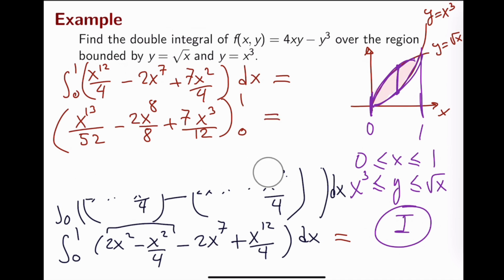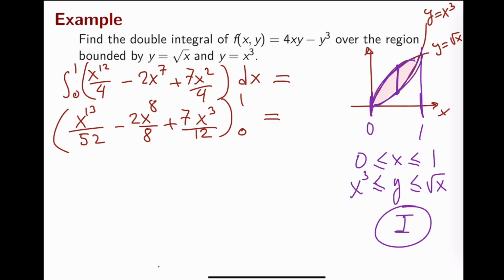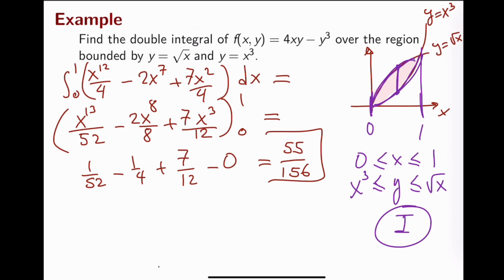Let's evaluate now. Evaluated at 1 will be 1 over 52 minus 1 over 4 plus 7 over 12 minus 0. So this is common denominator 156 and then 55. Okay, so this is then the value of the double integral of these functions over these two curves.